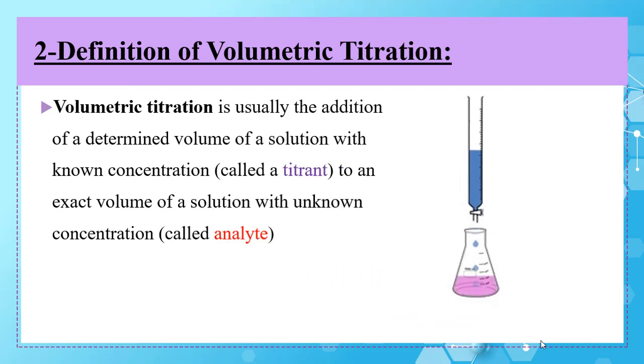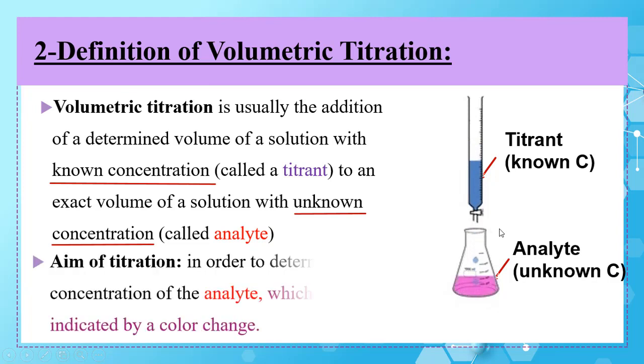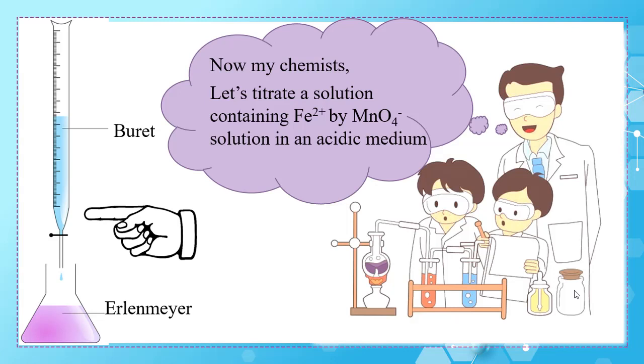So the volumetric titration is the addition of a determined volume of a solution with known concentration, called the titrant, over a solution with unknown concentration, called the analyte. The aim of this titration is to determine the concentration of the analyte, which is often indicated by a color change. Now let's titrate a solution containing Fe2+ by MnO4- solution in an acidic medium.